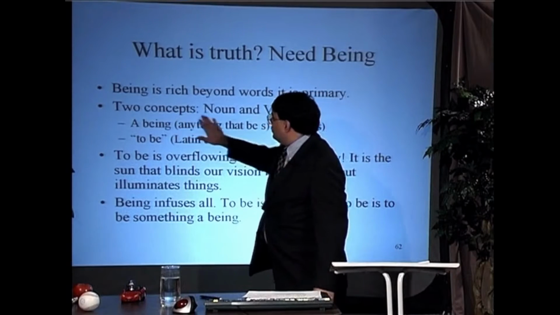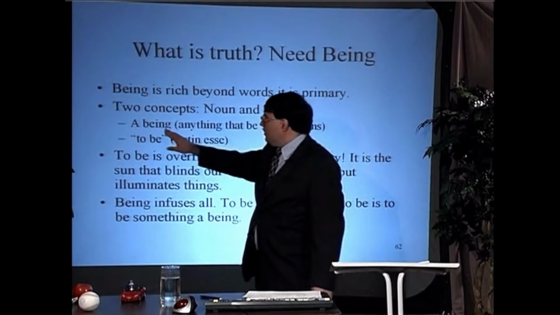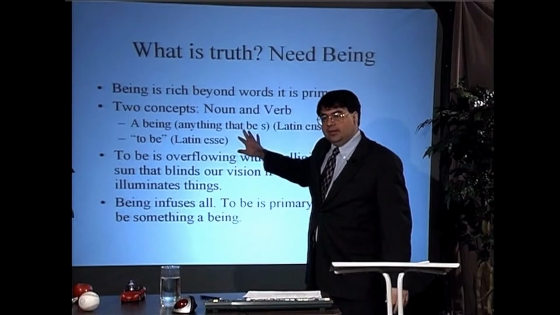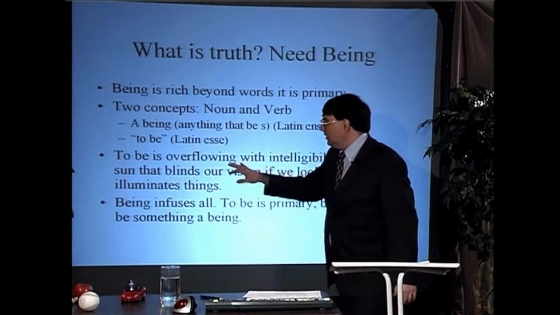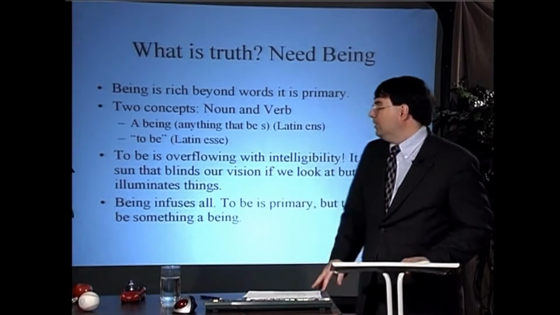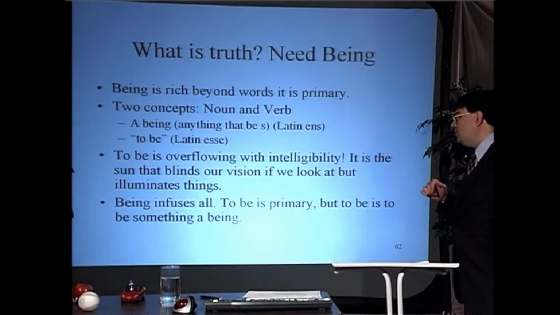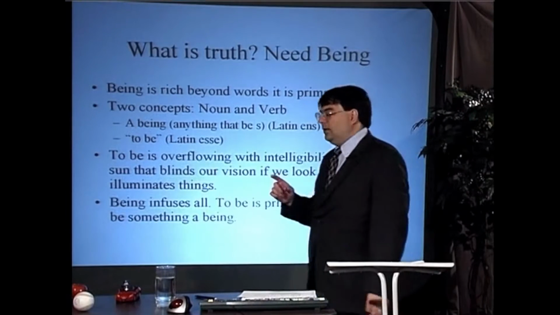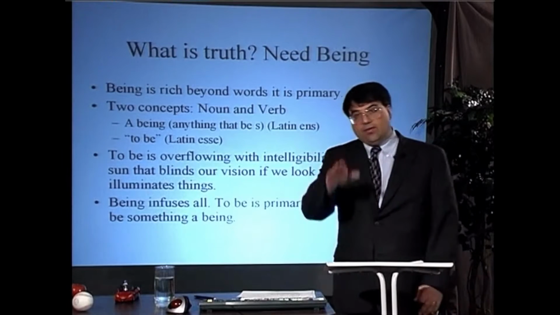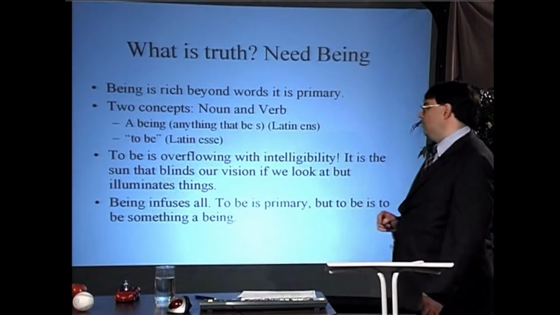And being breaks up into two concepts, the noun and the verb. The noun concept, again, is anything that is, anything that has existence or can have existence. And the verb concept is the act of being, the to be of the thing. To be is overflowing with intelligibility. It is the sun that blinds our vision if we look at it, but illuminates the thing if we look at the thing. If I look straight at the sun, that would hurt. But if I look at the grass, the sun illuminates it for me.